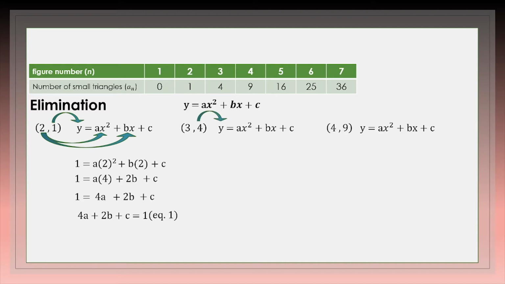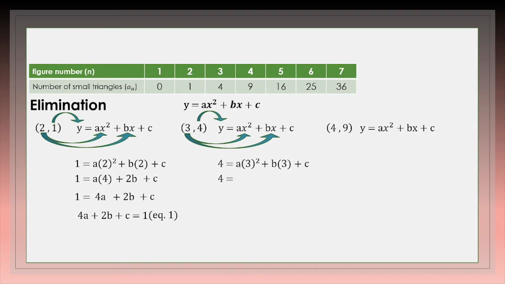So, the value of y is 4. So, 4 is equals to the value of a times x. X is 3. So, it will become a times 3 squared plus the value of b times the value of x, which is 3. So, it will become b times 3. Then, plus c. Okay, simplify natin.